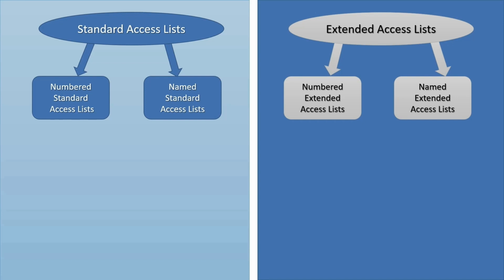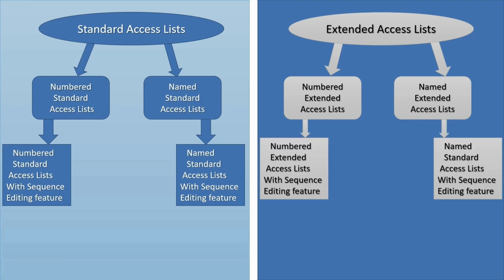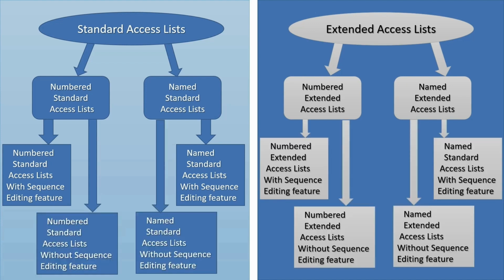Beginning with IOS version 12.3, Cisco introduced a new feature to edit existing ACLs. This feature is called the sequence editing feature. You can further classify ACLs based on this feature. Let's discuss the properties, characteristics, and functions of ACL types and understand how each type differs from the others.